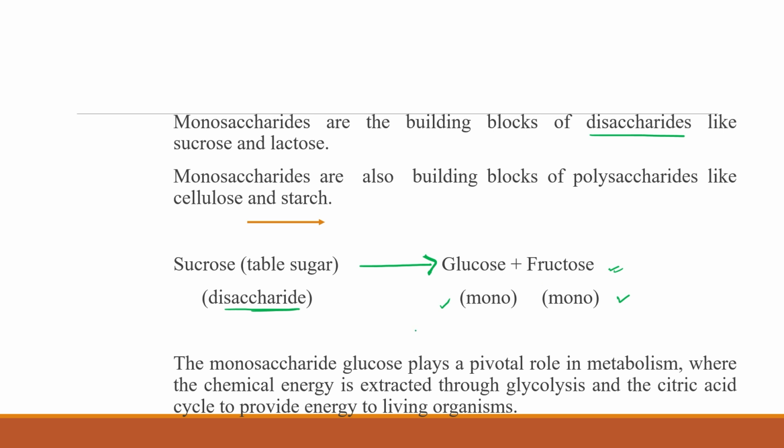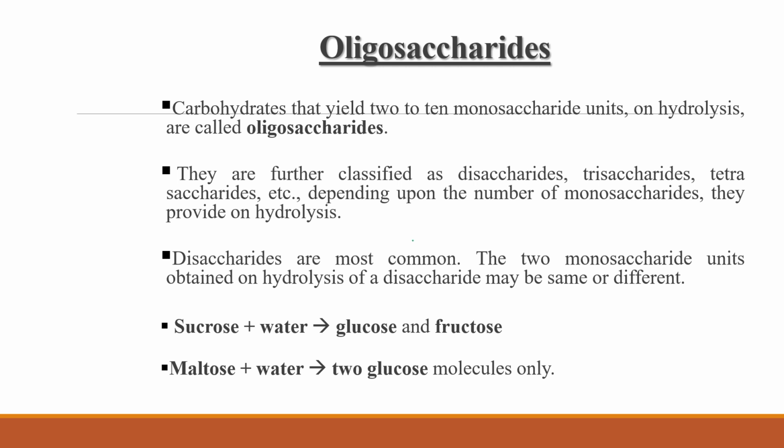Okay, so the monosaccharide glucose plays a very important role in metabolism. We all know this, where chemical energy is extracted through glycolysis and the citric acid cycle and provides energy to the living organism. The second category of carbohydrate, right now we are discussing micromolecules, not macro ones. Okay, so the second type is oligosaccharide, where 2 to 10 monosaccharide units are present.